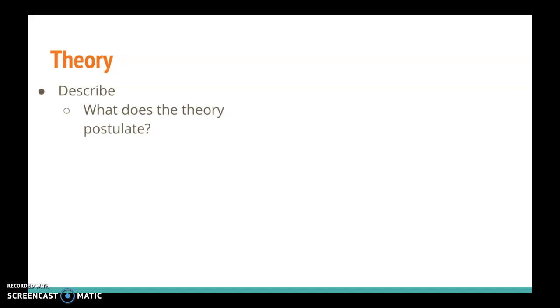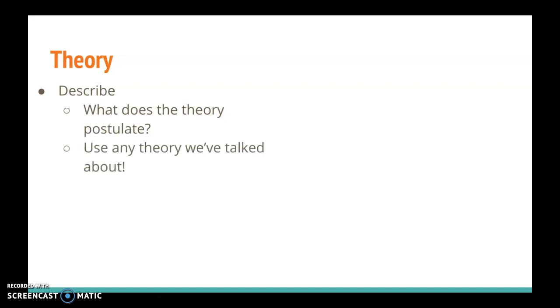So for example, if you're talking about social judgment theory, you have to describe that social judgment theory talks about how we use persuasion and how we can only persuade people bit by bit and piece by piece. If you're looking at the Toulmin model, you're looking at how arguments are built, right? So what is it that the theory postulates? What idea does the theory explore?